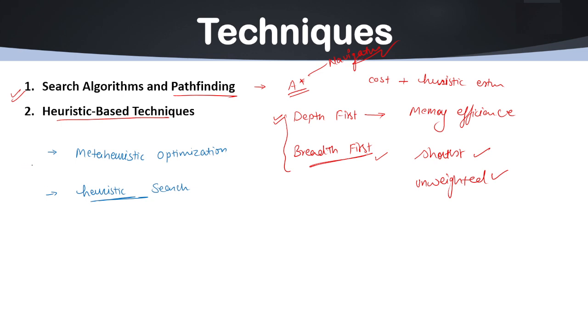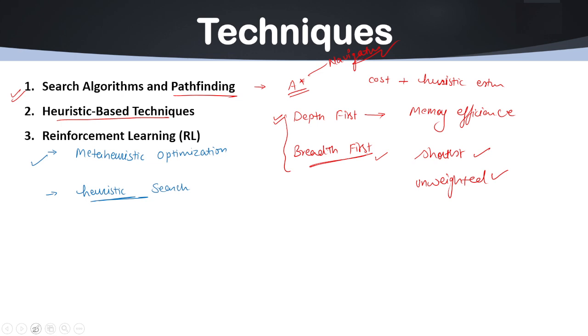Okay. Next is meta heuristic optimization. This technique includes genetic algorithms, simulated annealing, and particle swarm optimization, which are used to find near optimal solutions. Meta heuristic optimization basically helps us find near optimal solutions in any complex environment. All right.